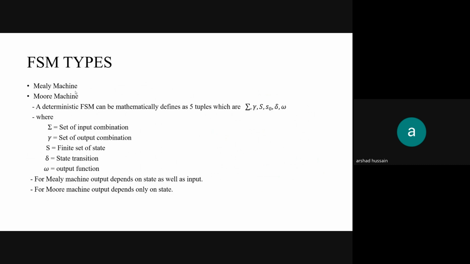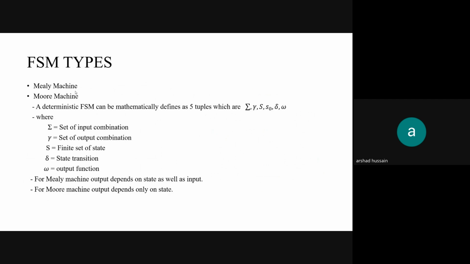Now here S denotes a set of states, and a small s naught, which is a member of S, denotes the initial state from where we have started. And delta is defined as a state transition function, and omega is an output function.